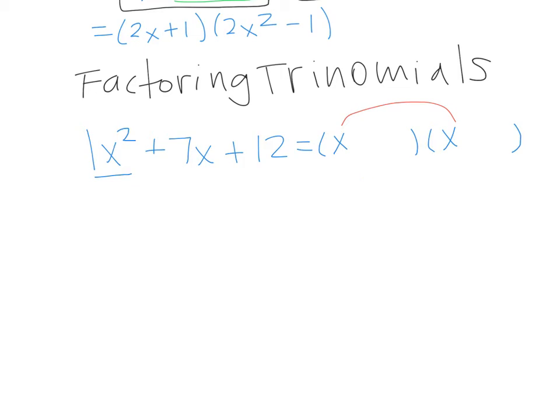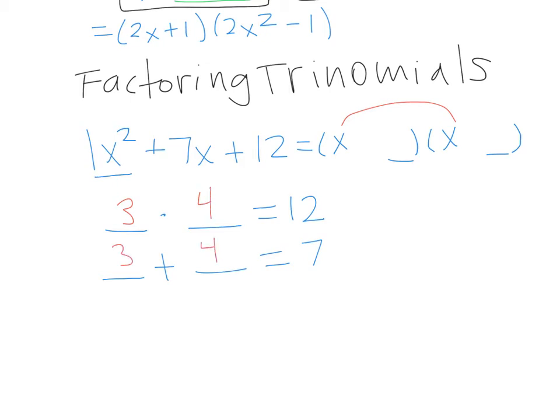Okay, so let's figure out how we're going to fill in these other positions here. Well, to fill in those positions, we want two numbers that multiply to the constant of 12 and also add to the coefficient on the x term, which is 7. Okay, so those two numbers are going to be 3 and 4.